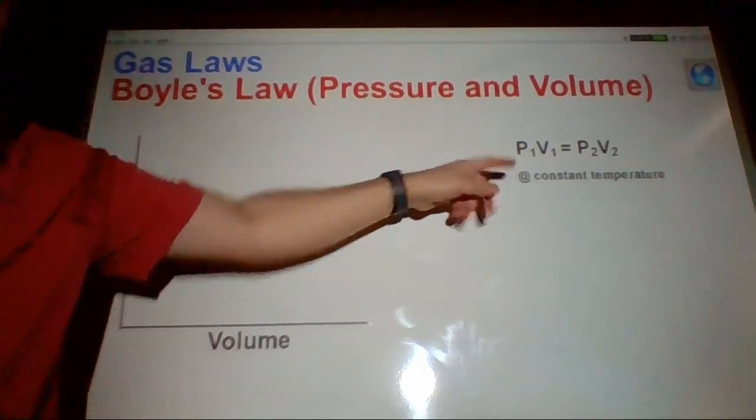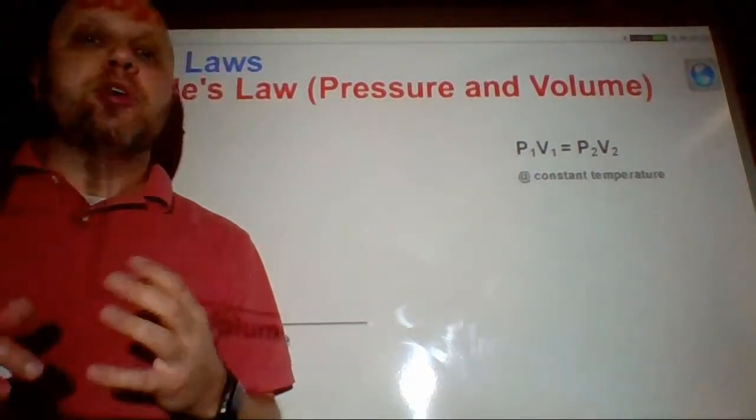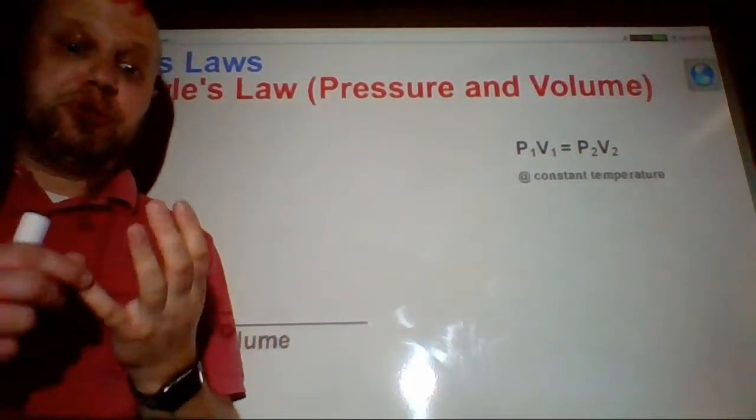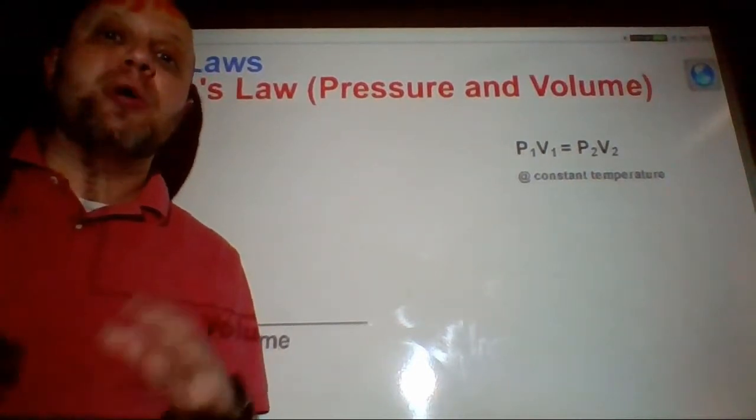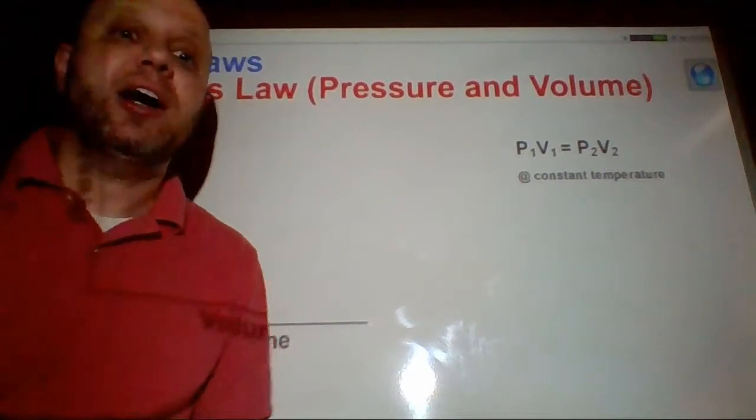Notice with Boyle's Law, we're at constant temperature. So we're going to talk a lot about three variables: pressure, volume, and temperature. And in each law that we learn about, one of those variables is going to be held constant.